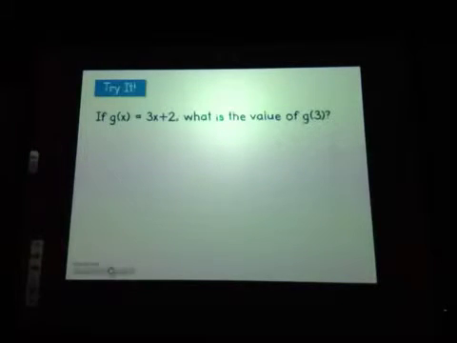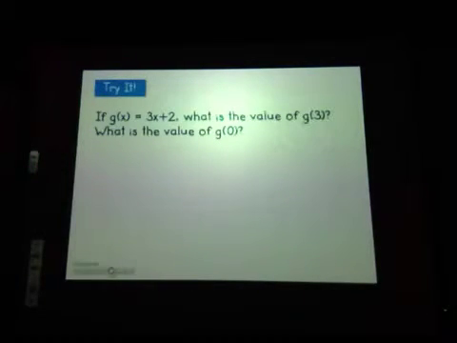I'm going to let you try one on your own now. If g of x is equal to 3x plus 2, what is the value of g of 3? What is the value of g of 0? Just to remind you, g is just another name of a function. Instead of f of x, we can use g of x or even h of x. So don't let the g distract you. It's the same as an f. So what you're going to do now is pause the video, try this one on your own, and when you're ready to check your answer, you can press play.